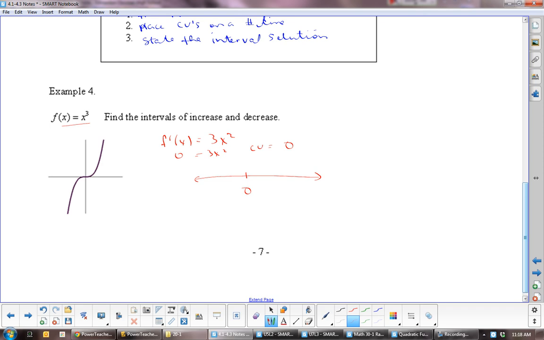Now if I put a negative 1 in here, I would get a positive value. If I put in 1, 3 times 1, so that's still positive. Okay, so there are no turning points. But 0 is still a critical value. So not all critical values are max and mins.